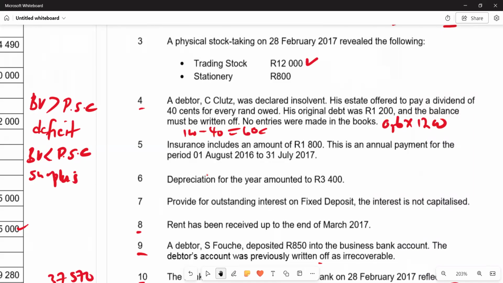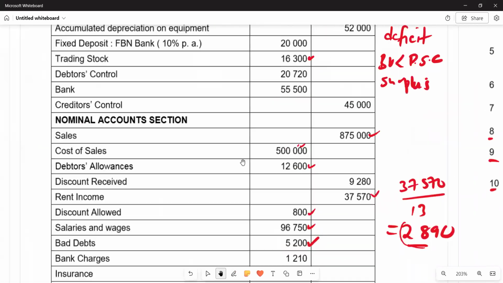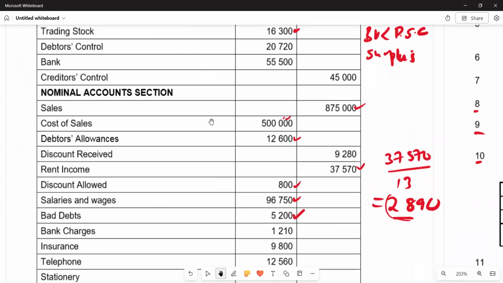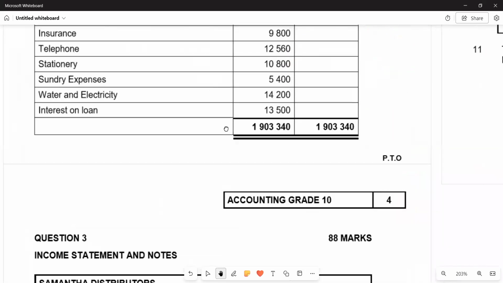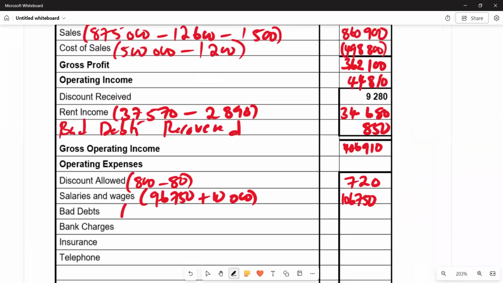We're going to get 720. So here we get 720. So this is the bad debt figure that we are going to add to the figure that we are given in the trial balance. So in the trial balance, the bad debts we are given is 5,200. Then we add 720. So we can just go and do that on your answer section. So we are saying bad debts 5,200, and then you add your 720. And then the amount that you're going to get is 5,920.